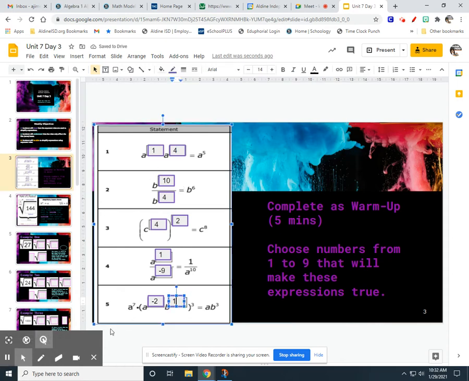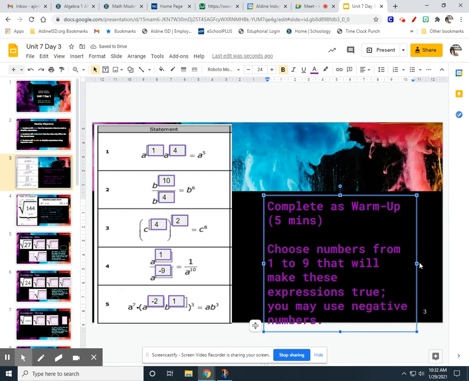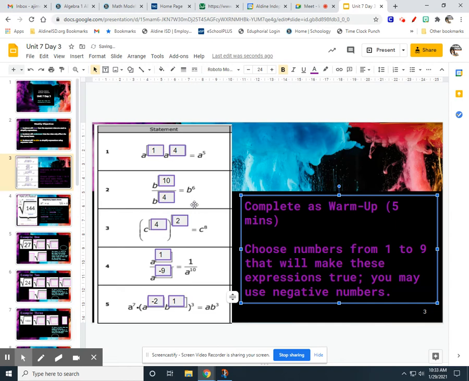Okay, so I guess I should have said that you could use negatives, because that's the only way that I was able to get some of these numbers to come out. If you were able to get it with positive numbers, great, but I think you were going to have to use negatives. I'm going to have to put that in. You may use negative numbers. There we go. All right, and so here's an example. It's not going to be the exact same one as you do. All right, so now we're going to go to the next slide.